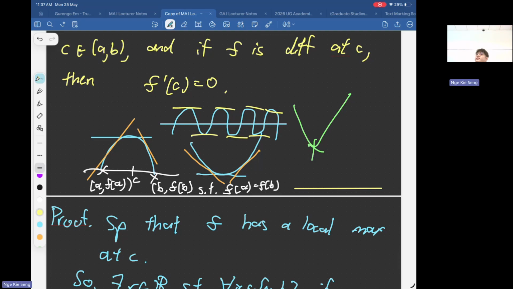So from this result, what can you think about the differentiable function here? It can be just a straight line, a constant function, also can. If it's constant, then it's easy. It's always derivative 0 at any point inside there. But if it's not constant, then what are you going to do?